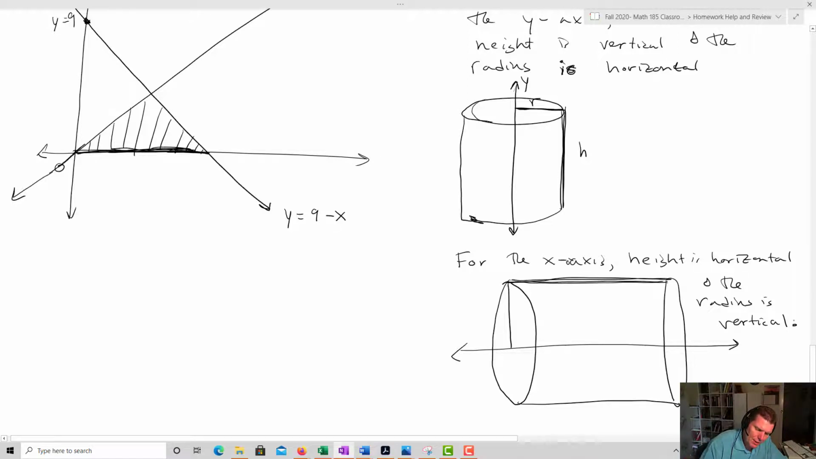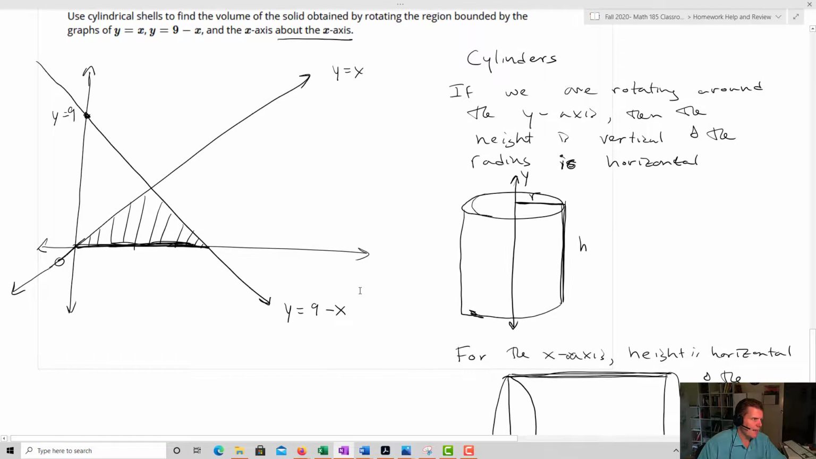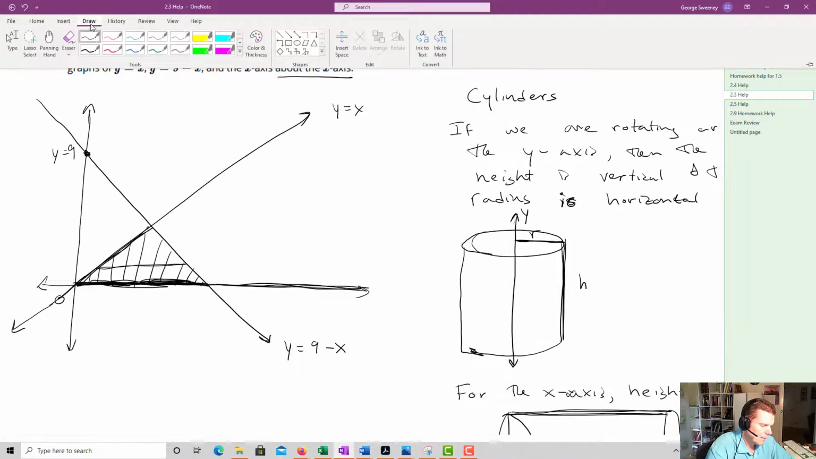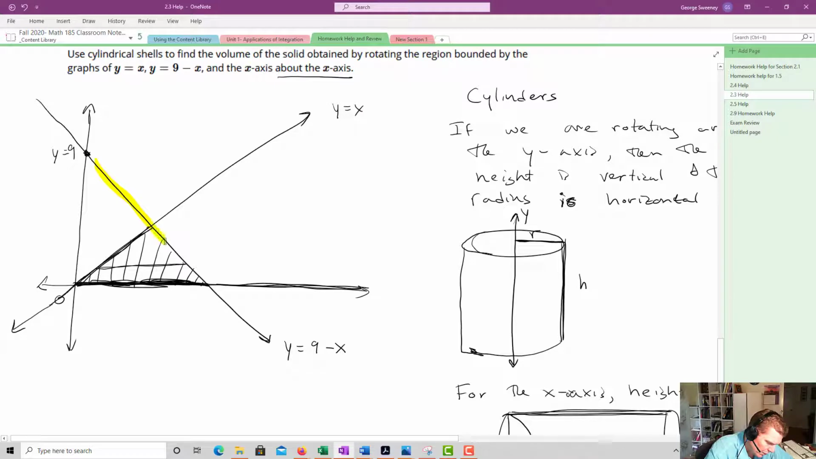Now let's look at the particular instance up here, the one in our problem. We're rotating around the x-axis, and so my height is going to be parallel to that x-axis. That means each one of these shells has a height equal to this line. We'll highlight it in yellow. We're going to take the yellow line, which is y equals 9 minus x, minus the pink line.